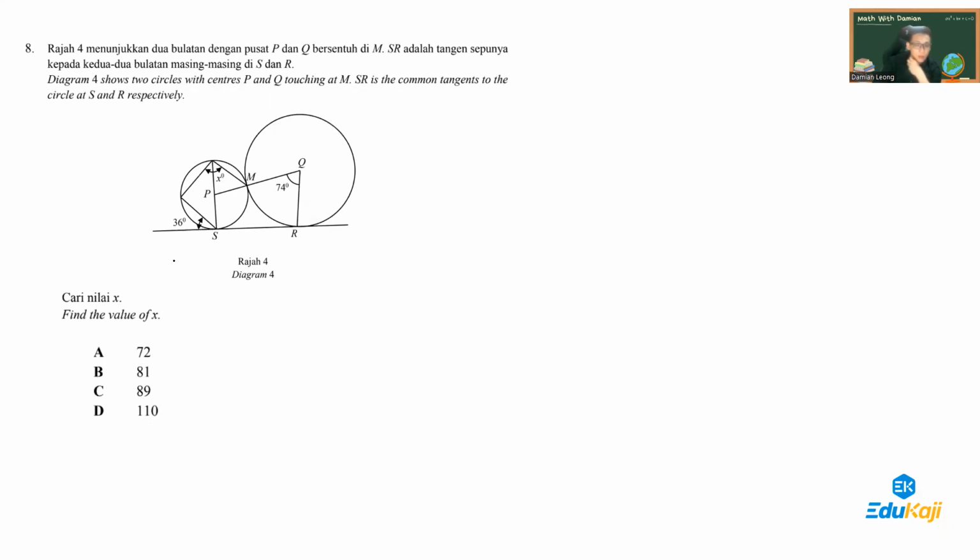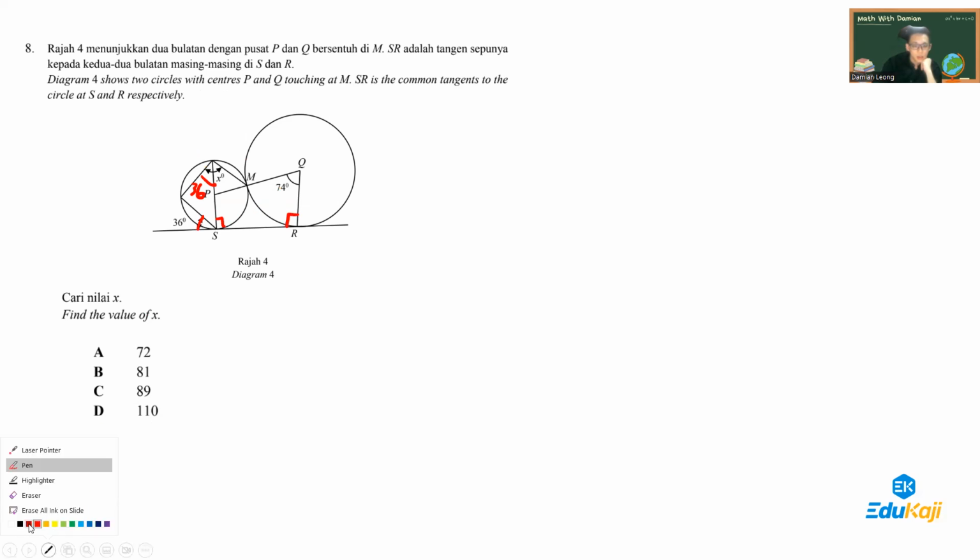Okay. So see here, the 36 here, this angle. Angle formed by chord and the tangent should be the same as the angle opposite of the chord. Means here is also 36. P and Q are centers. So if it's center, actually here will be 90 and 90.